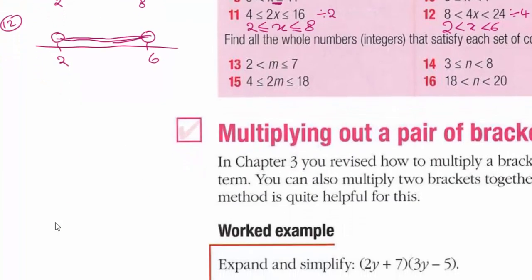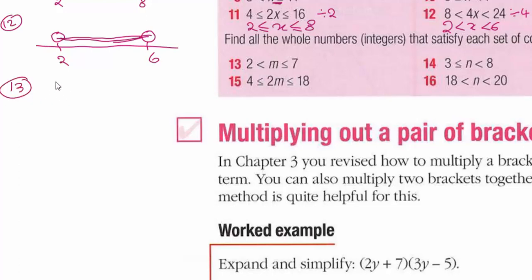In questions 13 to 16, find all the whole numbers that satisfy each set of conditions. Okay, here we need numbers that are more than 2 and less than or equal to 7. Which numbers can come between them, and which integers actually? For question 13, let's write them as a set.